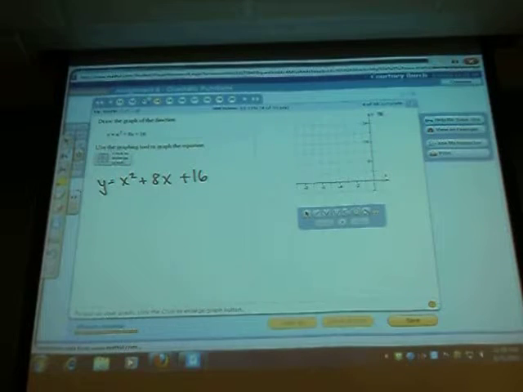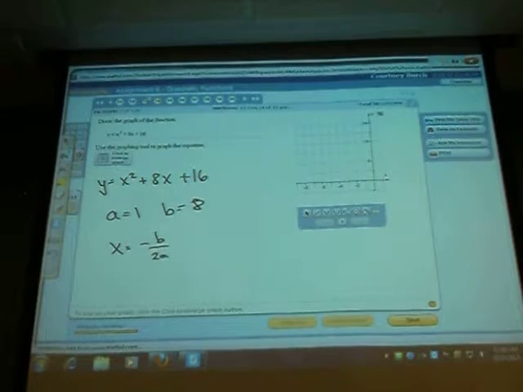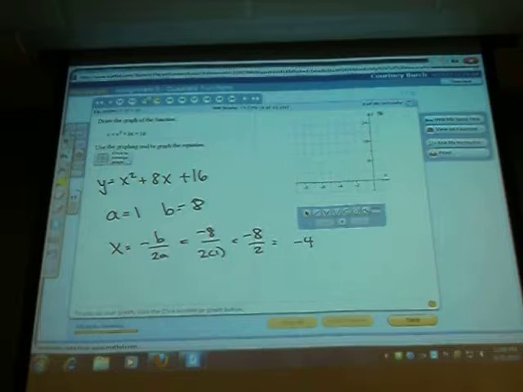Yes, that's a good question. Since it's just x squared, what would my a be? 1. My a is 1. It's 1x squared. Okay? So on here, my b is 8. So my negative b over 2a would be negative 8 over 2 times 1. Negative 8 over 2, which is negative 4.